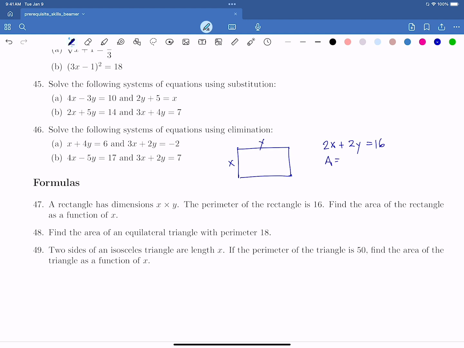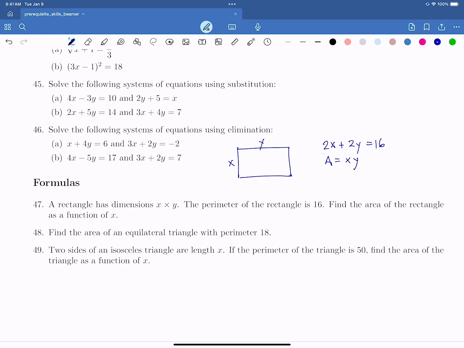Though the area of the rectangle is x times y, when it says find it as a function of x, it means we should only have an A on the left-hand side of the equation, and on the right-hand side, we should have an expression that only has an x in it. So somehow we need to eliminate the y from this area equation.